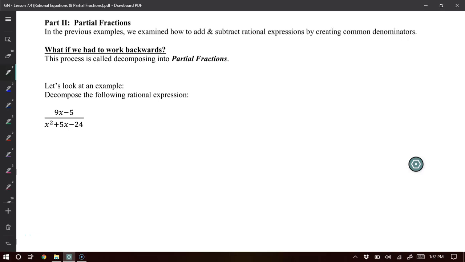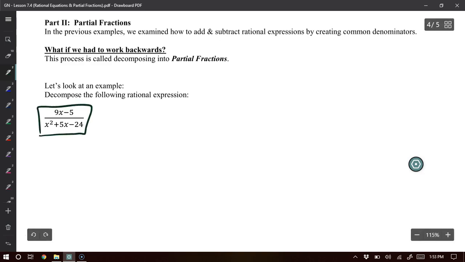Part of 7.4, we're going to look at partial fractions, which in a way relates a little bit to what we did with rational equations. So with partial fractions, what happens is I'm giving you the answer, but I'm not giving you at all the other side of the equation. So let me scroll up.